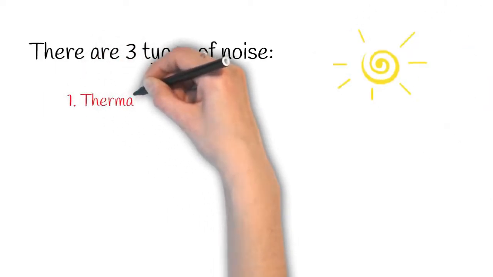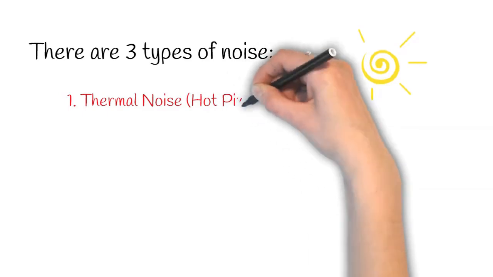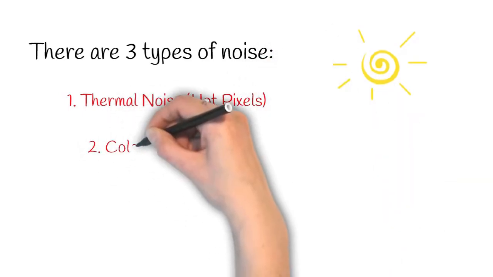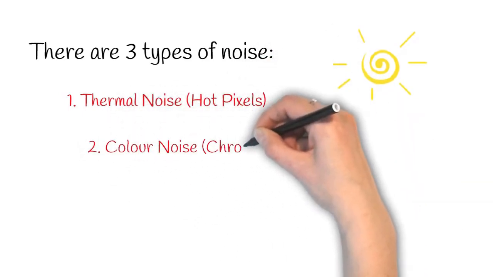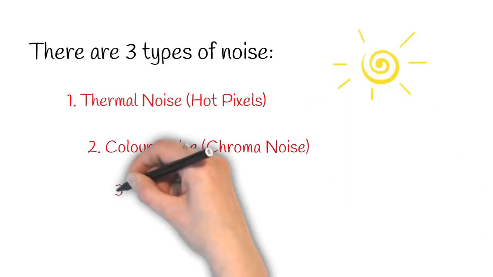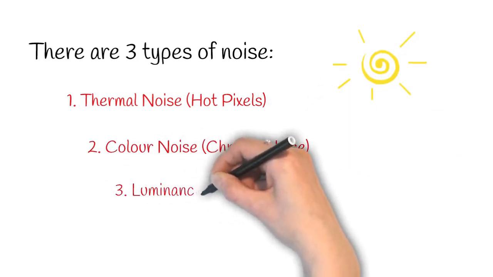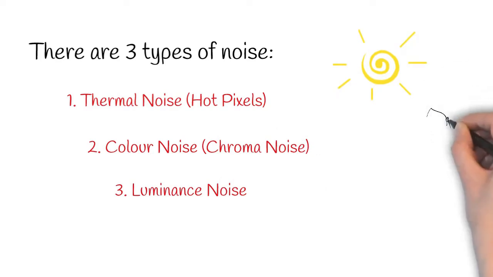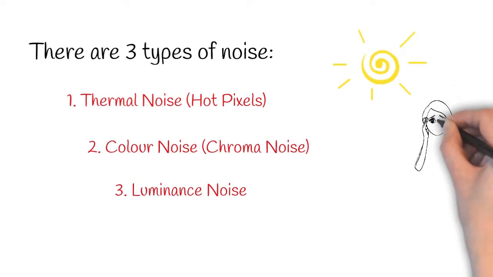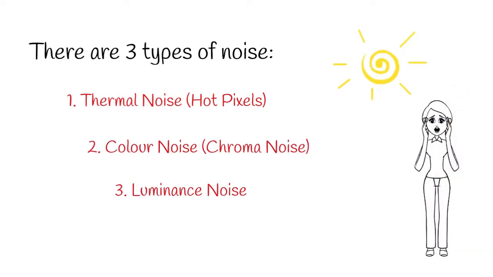The first is thermal noise, also called hot pixels, and these can appear as a result of the camera sensor heating up during long exposures or when the camera is left too long in the sun. The second is called colour noise, also called chroma noise. These are random coloured specks that appear all over the image. This noise is as a result of shooting at too high an ISO value.